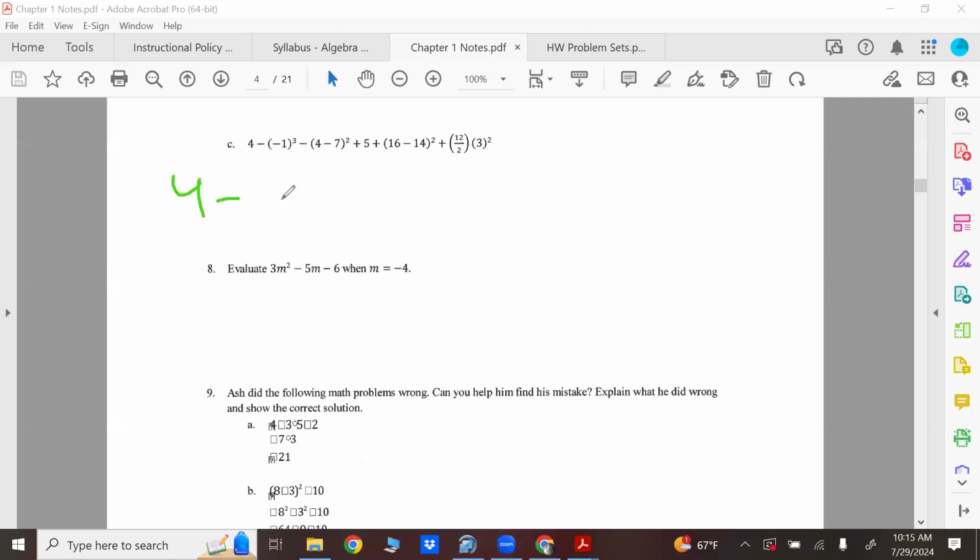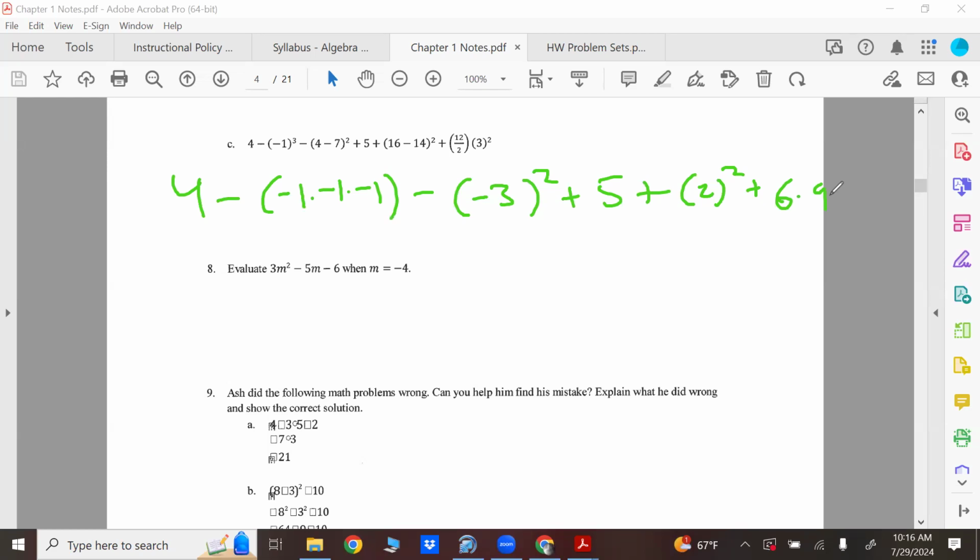4 minus, that's gonna be -1. Or actually, I'll just do this right now, because that's what you're really doing, right? Minus -3 squared plus 5 plus 2 squared plus 6 times 9. Right? Because 3 squared is 9, 12 over 2 is 6. 6 minus 14 is 2. 4 minus 7 is -3.